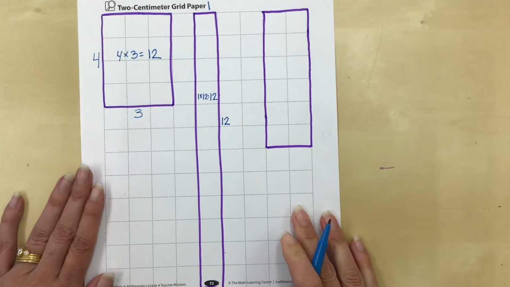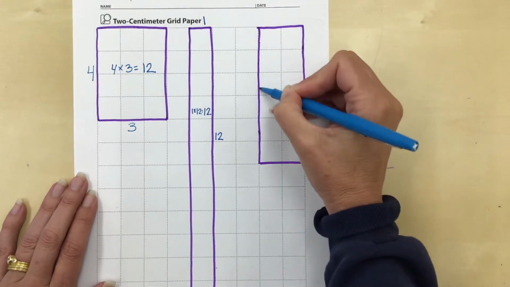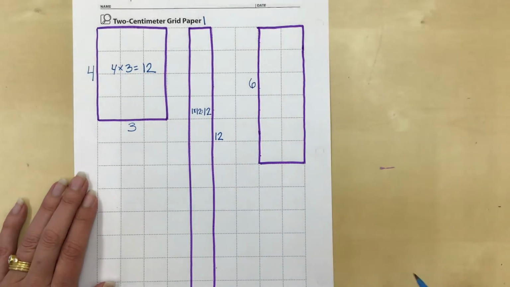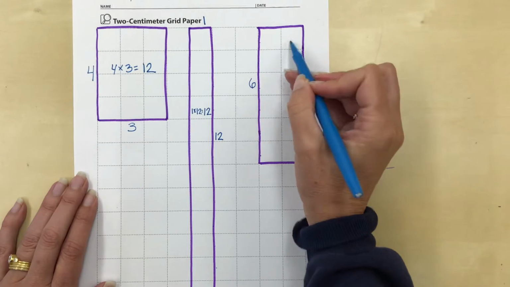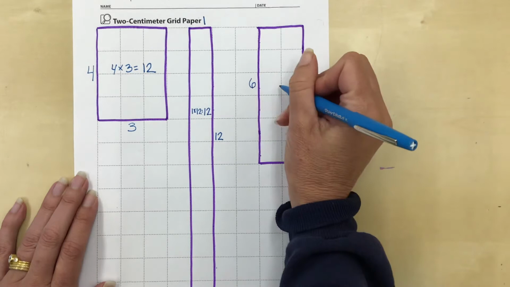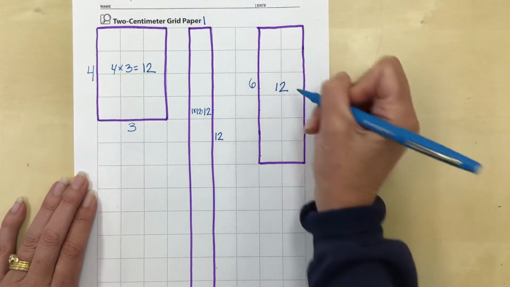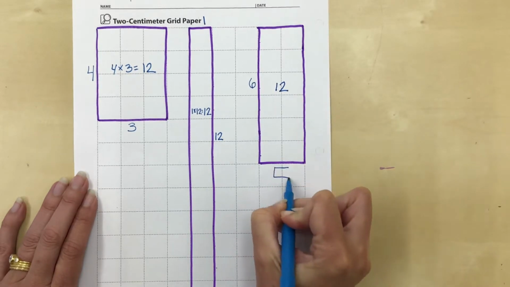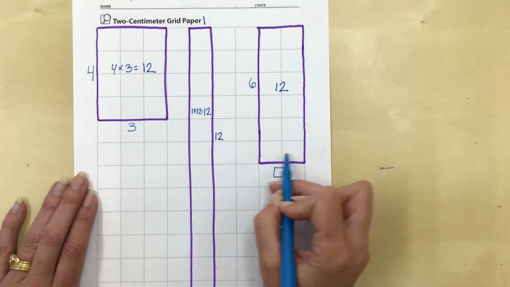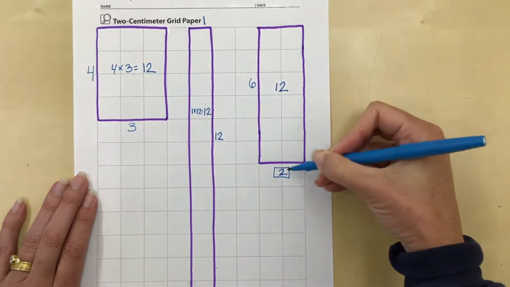And finally, we have this one here, where the length is 6. That's the length. Our area is 12. So I know that the area is 12, so I'm just going to put a 12 in here. But I have a missing dimension. So 6 times what is 12? You can also just count these, that it's 2. 6 times 2 is 12.